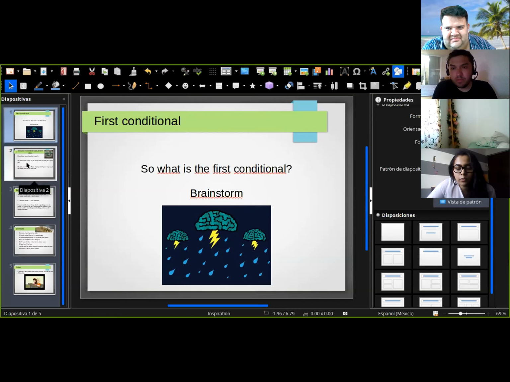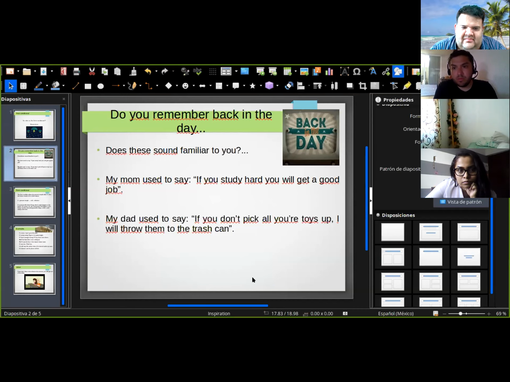Of course, we don't know for sure what is going to happen, but we can talk about things that could easily come true. Yeah, so we thought about some activities like brainstorming for the start of the class, like, what do you think is the first conditional, and then the other activity was some examples.